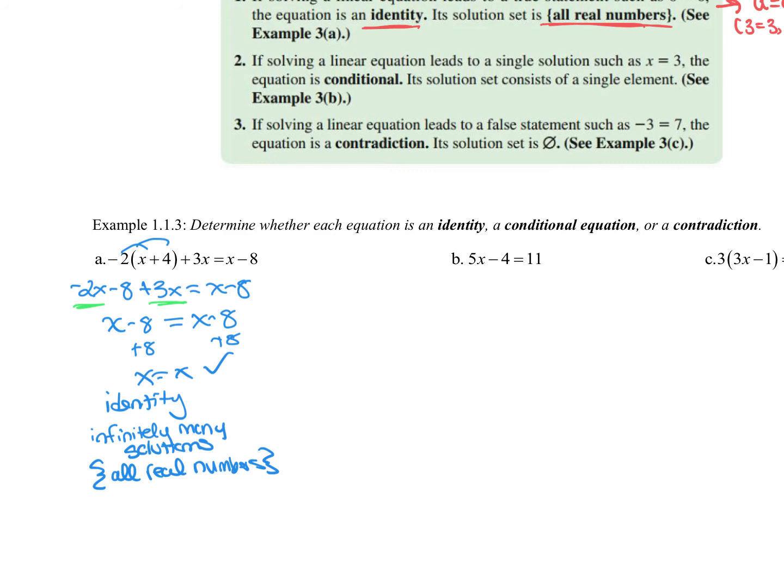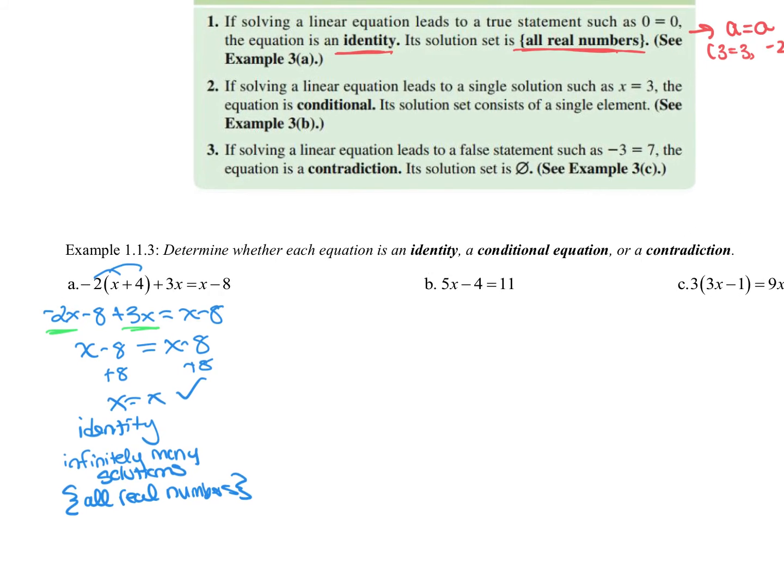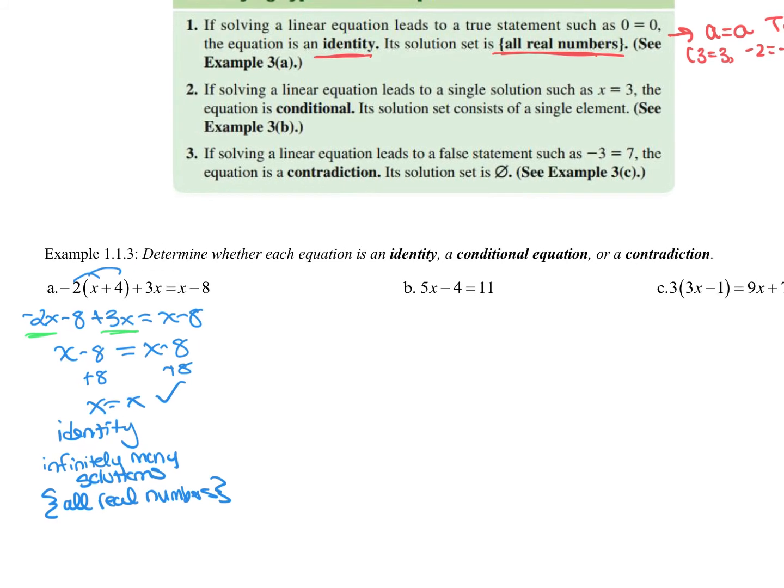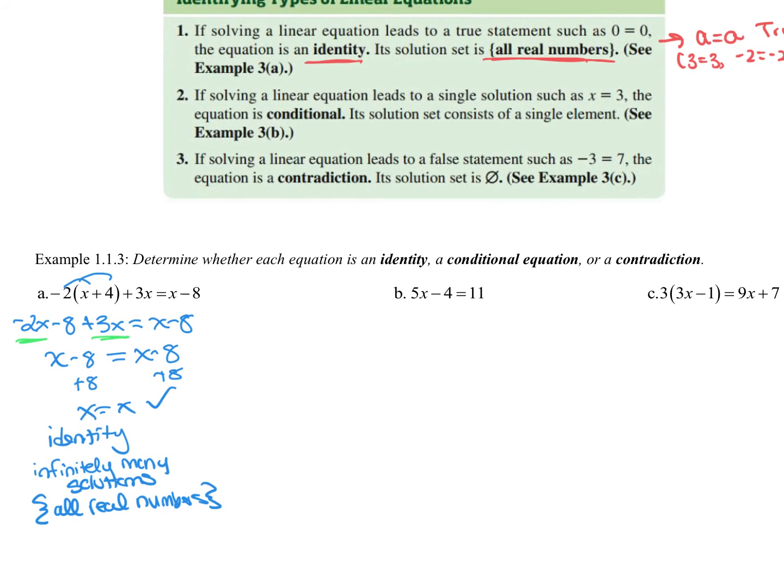The next one, let's go back up top. It says in number 2 in the box, if you are solving a linear equation and it leads to a statement like x equals 3, something simple like this, that is a conditional statement. The conditional part means that any other variable you would be solving for would be dependent upon or conditional on what you got for x.